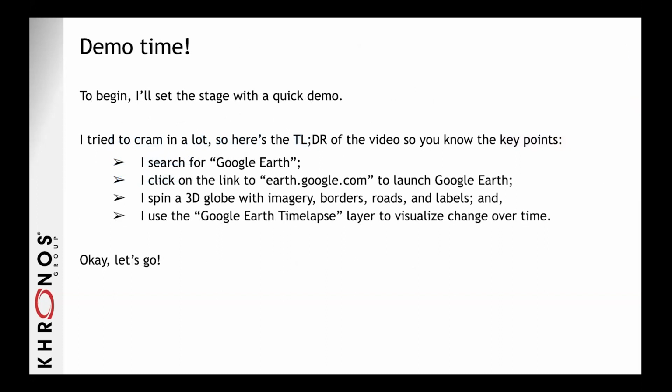So to get started, I want to jump right into a demo to set the stage for this talk. I tried to cram a lot into it, so I wanted to give you the TLDR of what to look for. The first thing I'm going to do is search for Google Earth using a search engine. I'm going to click on the very first link, and it's going to load up the Google Earth app. I'm going to spin the Earth around and look at the imagery and the borders and the labels. Then I'm going to use the Google Earth time-lapse layer to visualize change over time. All right, let's dive in.